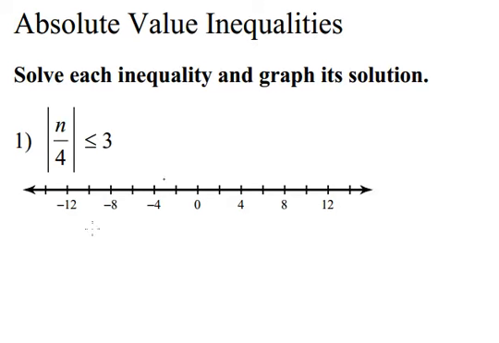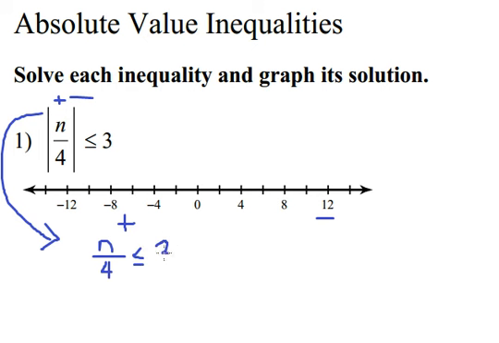In an absolute value inequality, you know that this value here can be either positive or negative. So what you do first is you write it out in both forms. So when all of this inside the absolute value signs is positive, that would just be the original equation. n over 4 is less than or equal to 3.